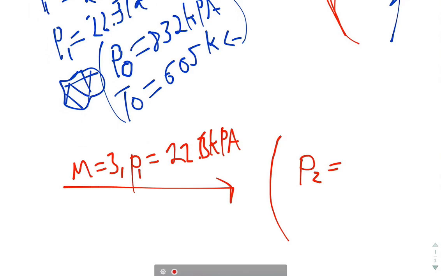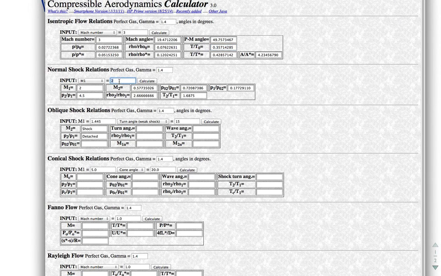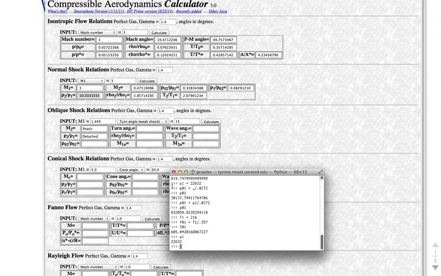Let's go to our normal shock relations. Normal shock, incident Mach number 3. The Mach number behind the shock, 0.475. The pressure ratio across the shock, 10.3333. So we multiply P1 times 10.333, and we get 233 kPa. So that's the pressure rise across the shock.